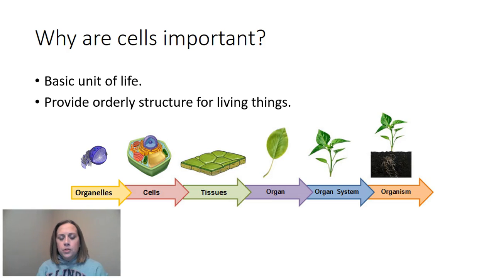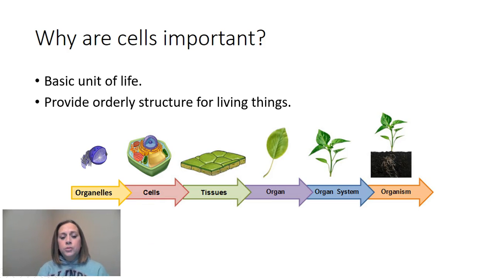What do I mean by orderly structure? If you were to look at any large organism, in this case a plant, you're going to start by looking at organelles. These are large groups of molecules that form macromolecules that all work together to perform a job within a cell. Then when you have groups of organelles working together, they form a cell. And the cell is the smallest living thing, the most basic unit of life. So this is the first time we've got something alive. Organelles themselves are not alive, but cells are.